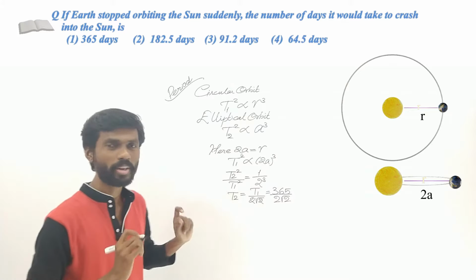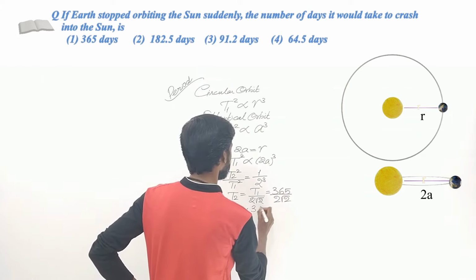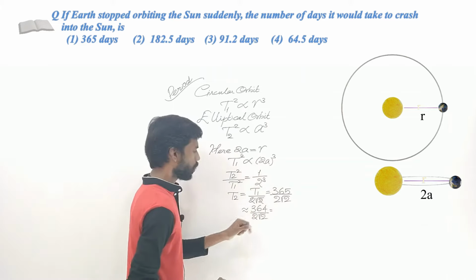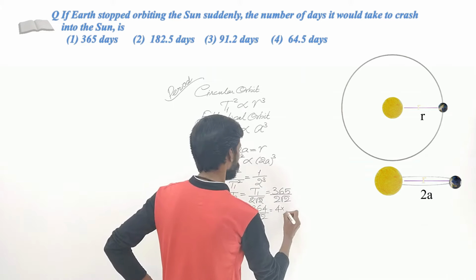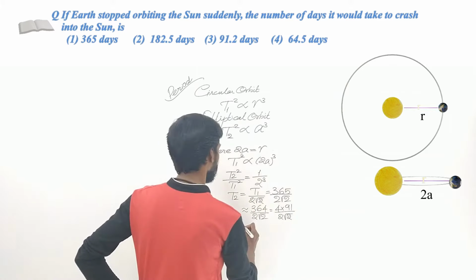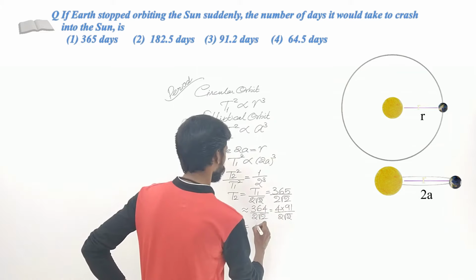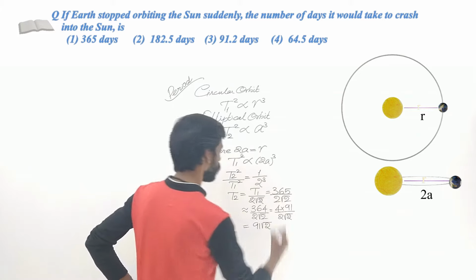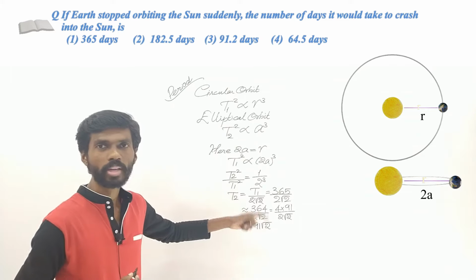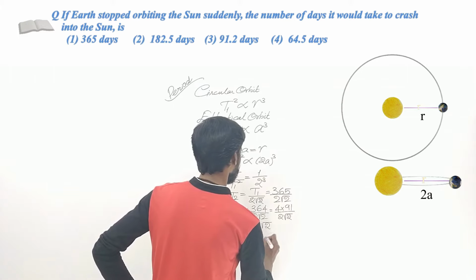But if you want to do the calculation manually, let me take some approximate values. Instead of 365, you take approximately 364 divided by 2 root 2. So 364 is 4 times 91, divided by 2 root 2. So that value is 91 multiplied by 2 divided by root 2, which is root 2. So 91 multiplied by the square root of 2. This calculation can be done easily: approximately 91 multiplied by 1.4, which gives you an approximate value of 128.